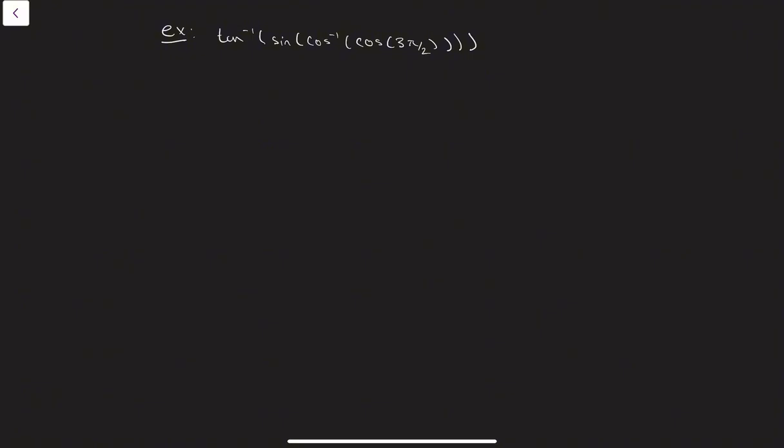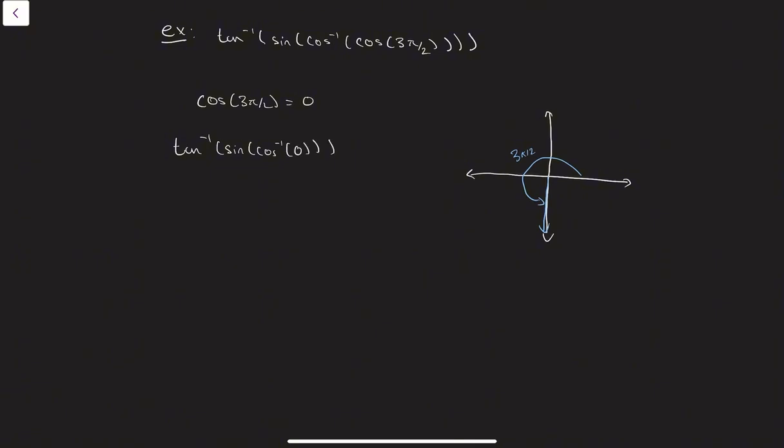First, let's find out where we are on the unit circle. So we're at 3 pi over 2. Well, it turns out 3 pi over 2 is right here. If we're at 3 pi over 2, we know that cos is 0 at this point. So cos of 3 pi over 2 is equal to 0. Great, so we have tan inverse of sine of cos inverse of 0. So that gets rid of that problem.